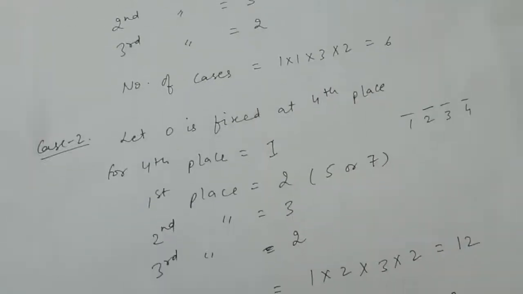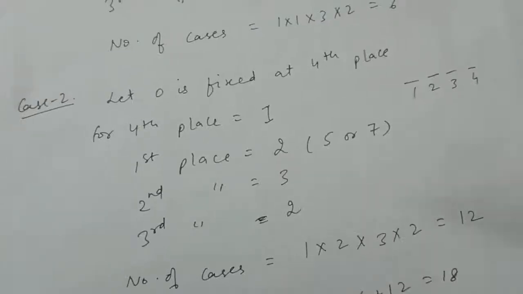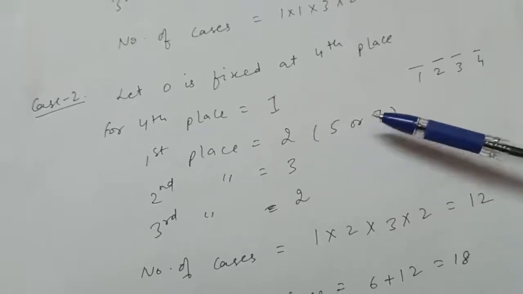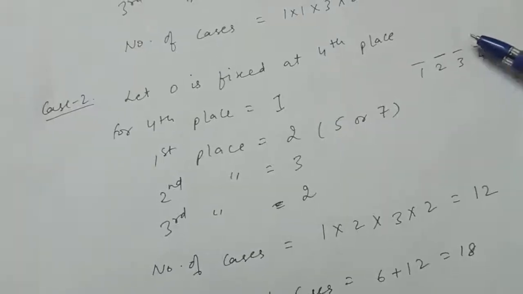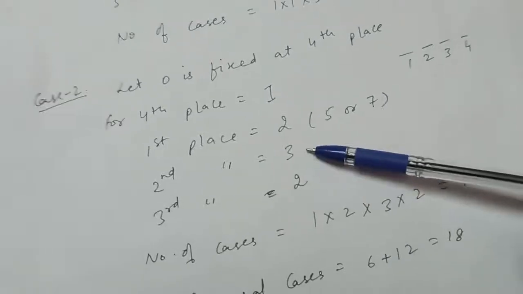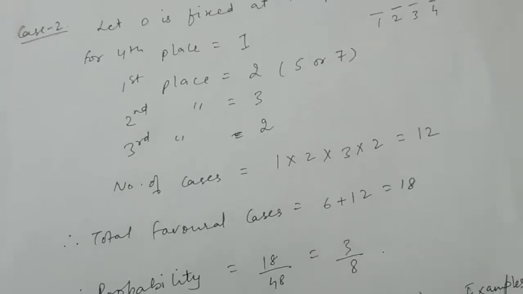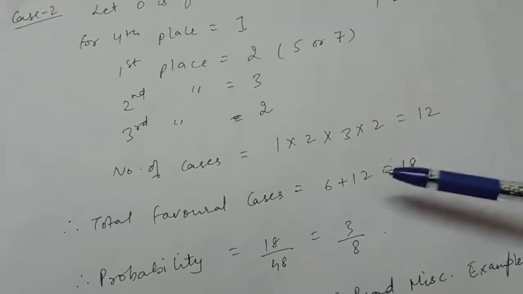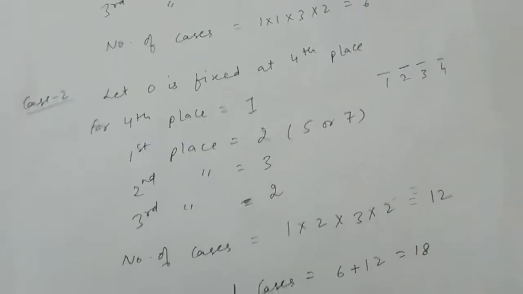Now the case second is when we fix 0 at the fourth place. Now for the fourth place we have only one option, 0. But for the first place now we have two options, either 5 or 7. Again one digit has been used here, one has been used here. So 2 digits have been used out of 5. So 3 are left for the second place and then 2 are left for the third place, right? So number of cases will be 1 into 2 into 3 into 2, that is 12. Therefore total favorable cases will be, here it is 6 and here it is 12, therefore 18.